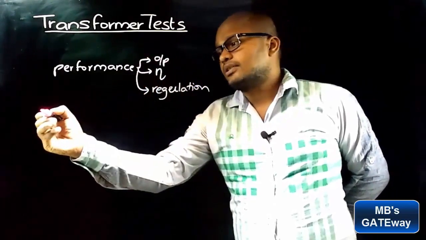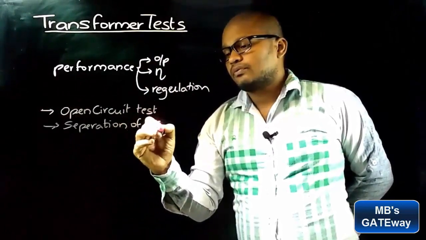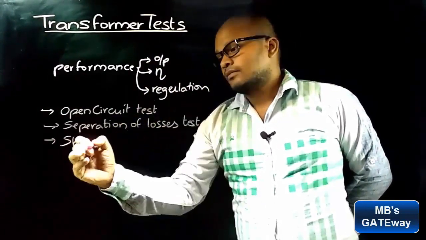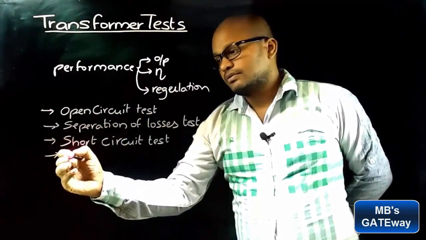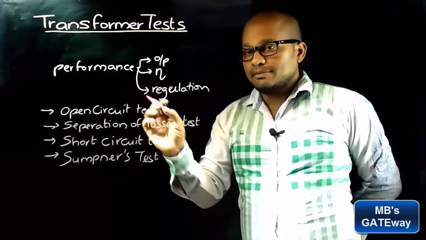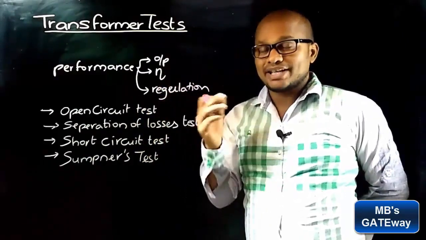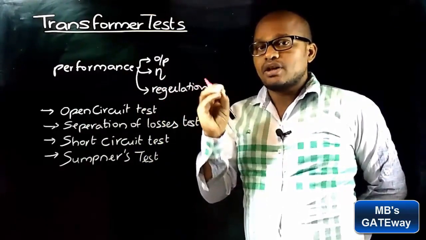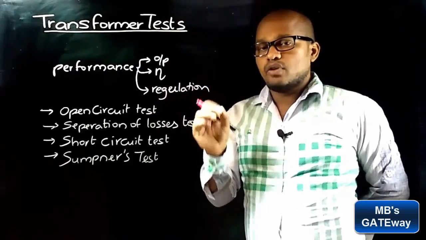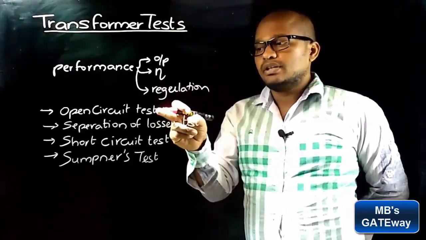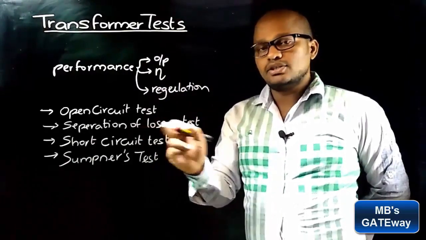The important tests that are performed on the transformer are open circuit test, separation of losses test, short circuit test and Sumpner's test. These are the important tests performed on the transformer to know its performance. From this discussion on transformer tests, you will come to know why tests are to be performed on the preferred side of the transformer, and why an LPF wattmeter is used for measuring the power in open circuit test and why a UPF wattmeter is used for measuring the power in short circuit test.